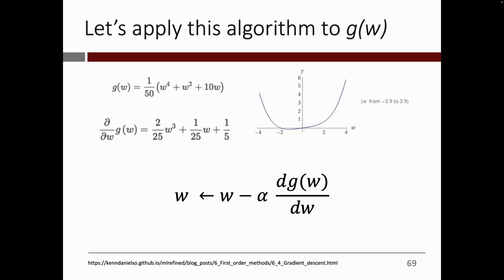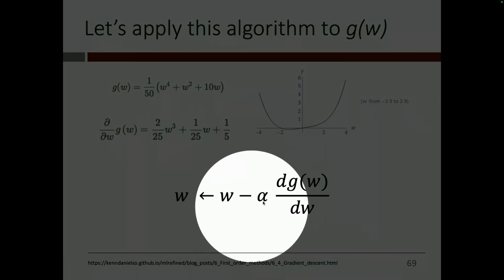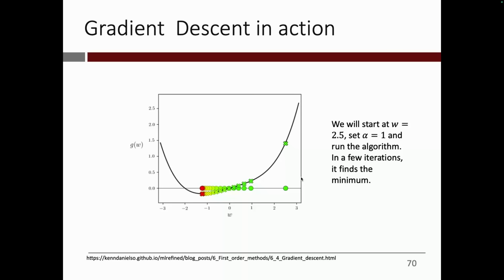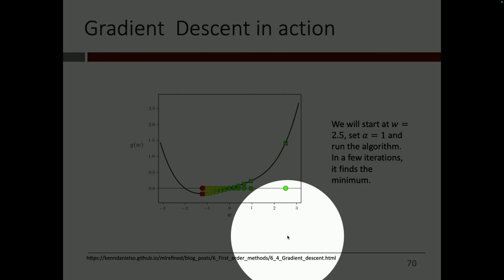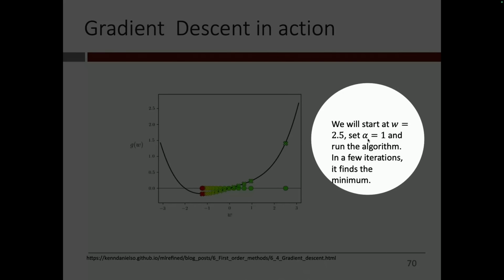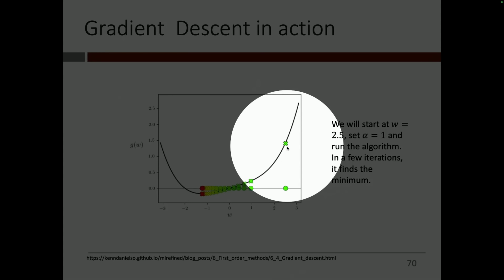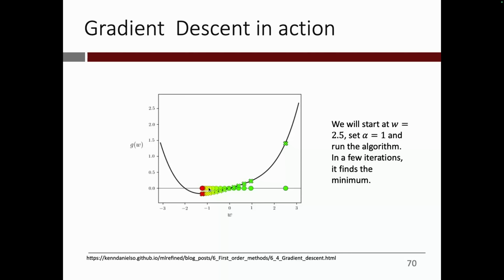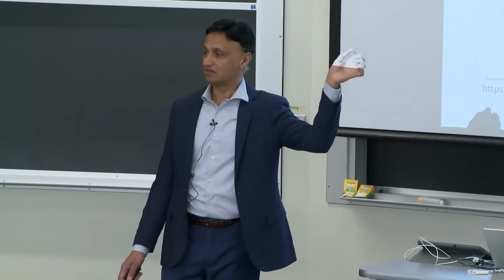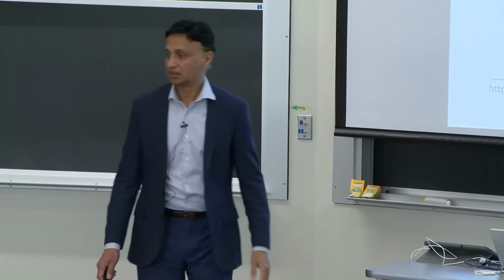So if we apply this algorithm to g(w), our original function, we just keep on doing this a few times. What you will find is that if we start with a randomly picked point at 2.5 and set alpha to 1, we run this algorithm, it starts here, then it goes there, boop, boop, boop, and then finally ends up here. In 4 or 5 iterations, it finds a minimum. This is obviously a very simple, well-behaved function, so you can easily optimize it.